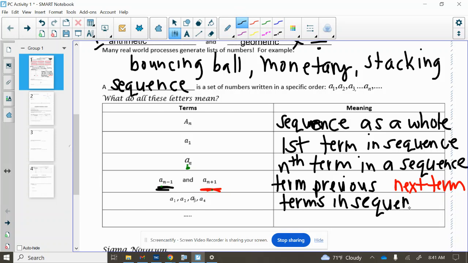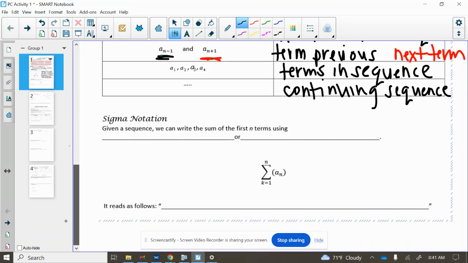And when you see the ellipsis, that just means that you have a continuing sequence. It's going on beyond that. It's showing that it's still happening forever and ever.